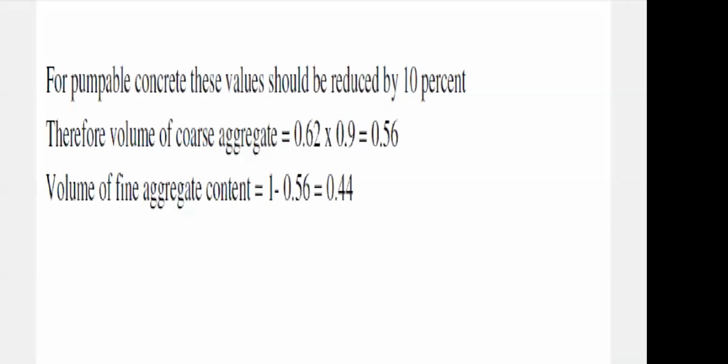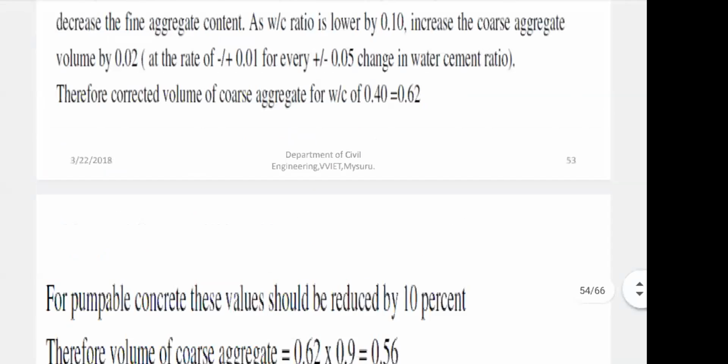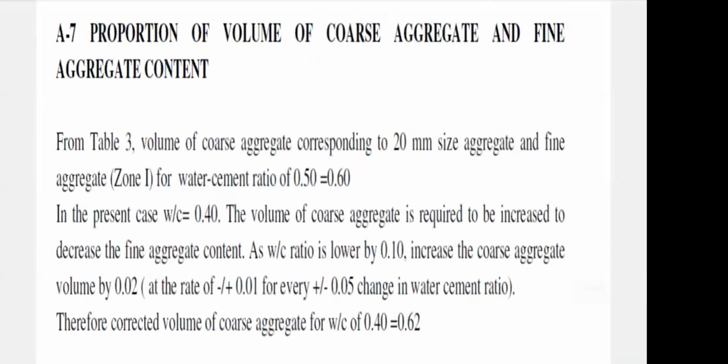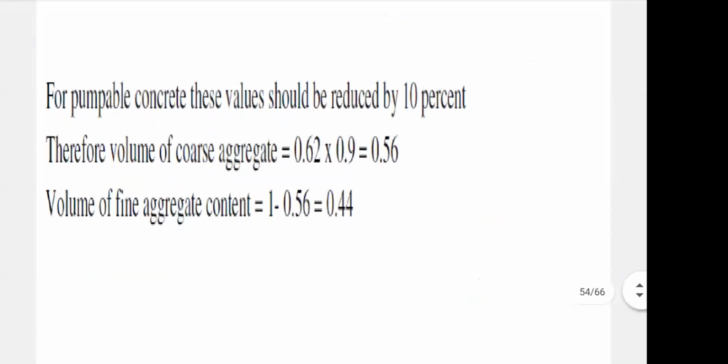And the volume of coarse aggregate is nothing but the corrected volume of coarse aggregate for the water cement ratio, which we have calculated as 0.62. Now you can see that 0.62 into 0.9 will give the corrected volume of coarse aggregate, which is equal to 0.56. Now the volume of fine aggregate content: we are calculating this for pumpable concrete of M40 grade, per m cube. So always remember this. 1 minus 0.56 will give the volume of fine aggregate content, which is 0.44.